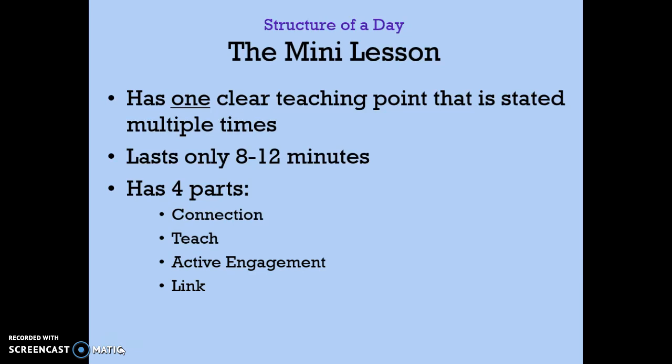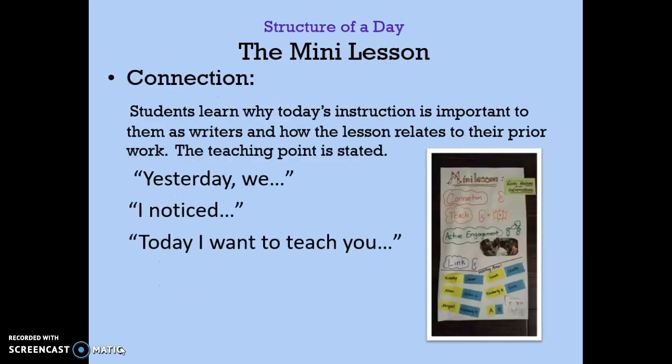It has 4 parts: the connection, the teaching, the active engagement, and the link. The connection is where students get the chance to learn why today's instruction is important to them as writers and how the lesson relates to their prior work. The teaching point is stated: yesterday we did this, I noticed, and today I want to teach you this. And honestly, you can state it as simply as that. Yesterday we did this. This is what I noticed. That's the connection. And then today I'm going to teach you this. And then you actively engage.